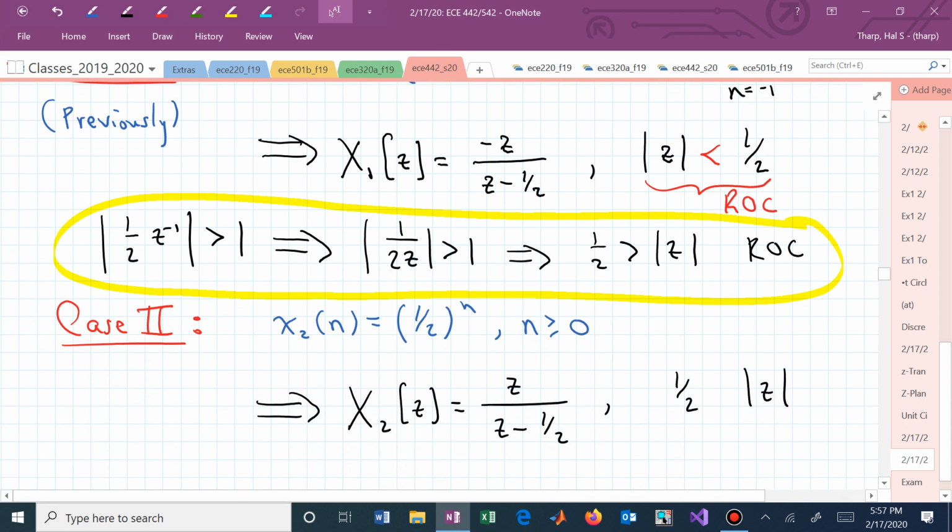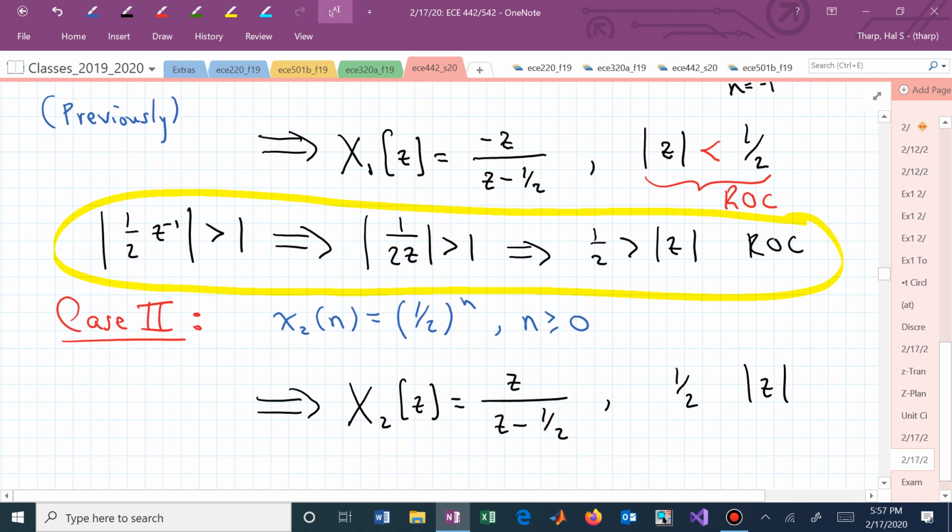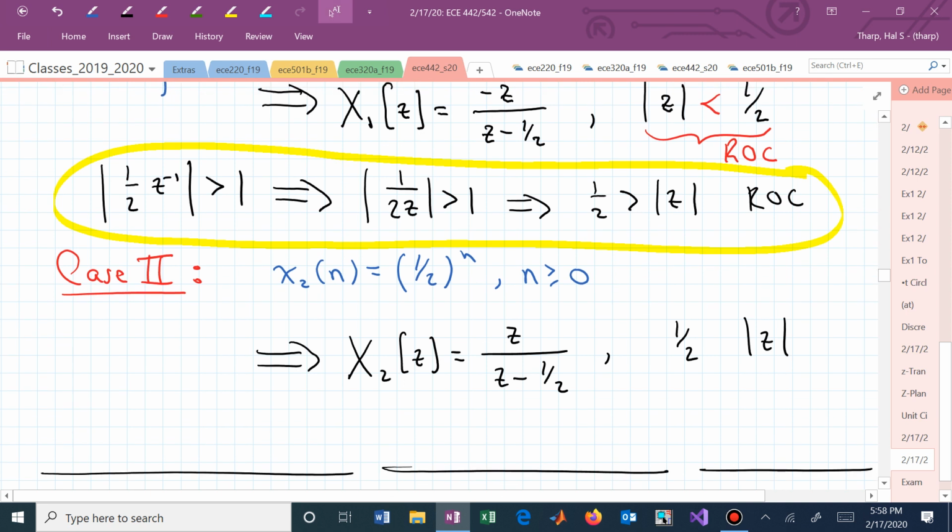Case 2. This is now for the opposite values of n, or the side opposite to the origin, n equals 0. This is for n greater than or equal to 0. We now have x sub 2 of n equaling 1/2 to the n when n is greater than or equal to 0. We could derive this again by doing our infinite sum.